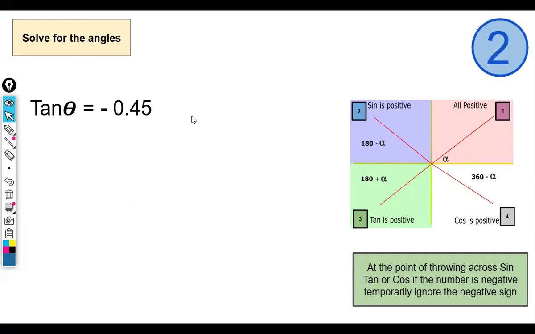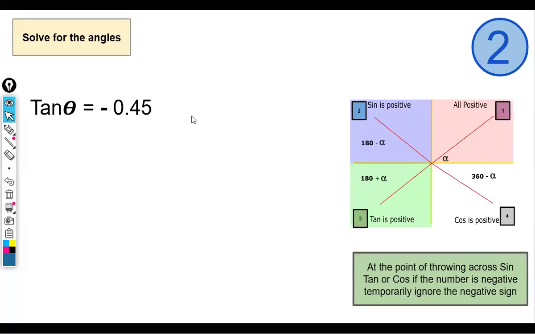Oh, look at this. It looks so far like this next question would be a negative type of question. So take down this question. Tan theta is equal to minus 0.45. And our aim is to solve for theta. And we're supposed to get what? Two answers.